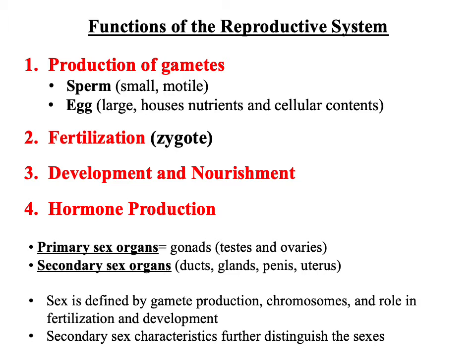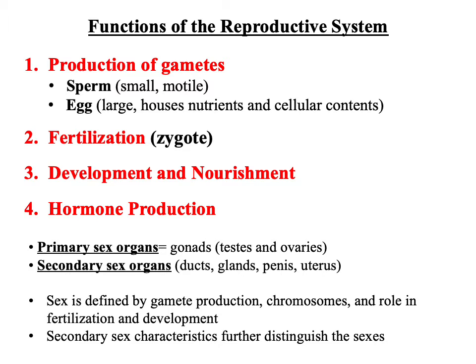Now the fourth function occurs all throughout, from the very beginning to the very end of reproduction, and even outside of the context of actually producing the zygote. And that's the production of hormones. So organs of the reproductive system do let out a number of different types of hormones. Some of them are related to pregnancy, some of them are just maintenance of normal reproductive function. And so we'll encounter a number of those hormones along the way as we go.